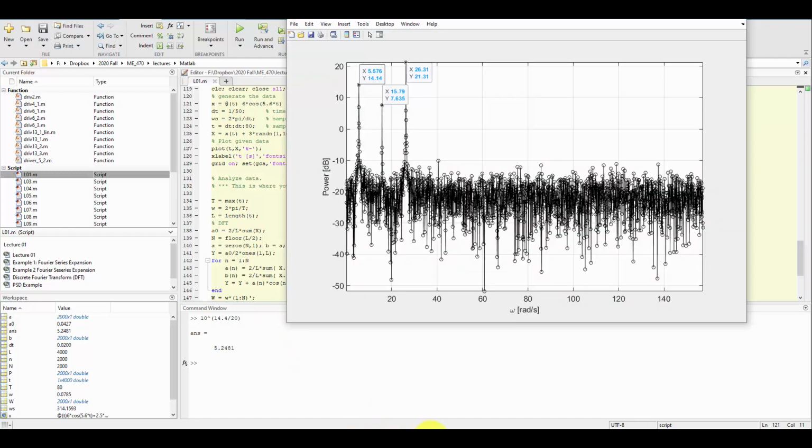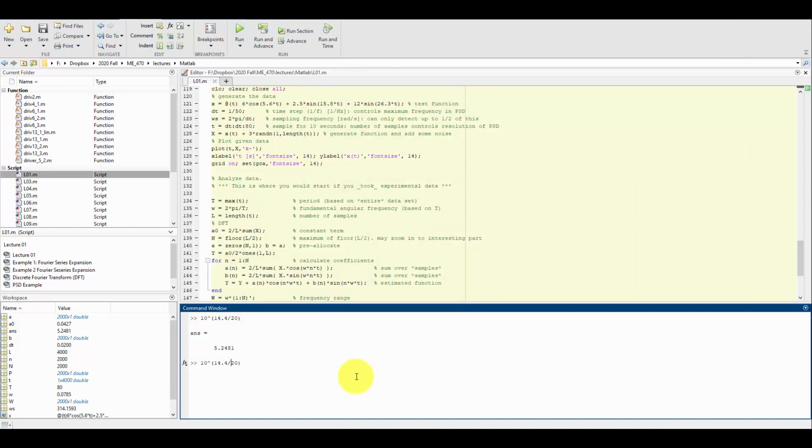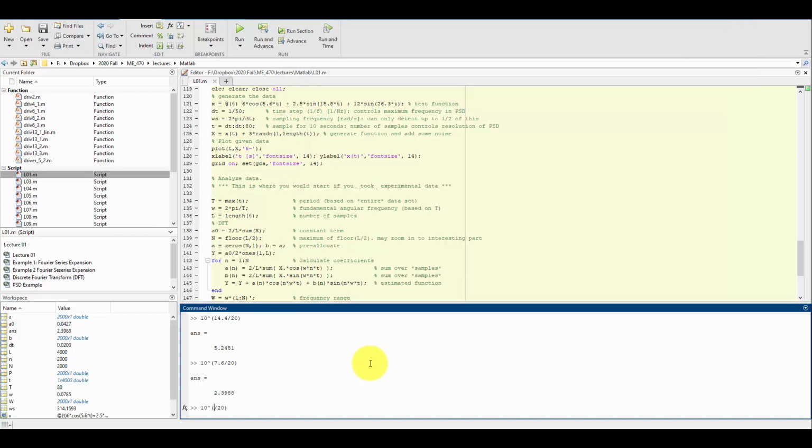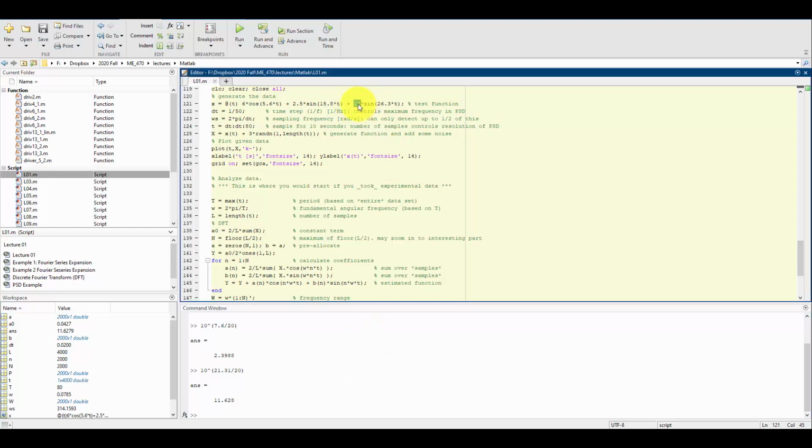What if I do it for the second one? So Y value 7.6. So that's what the plot gives me. 2.4, that's roughly close to that 2.5. And then the last signal at 21.31 gives me 11.62, roughly close to the 12.